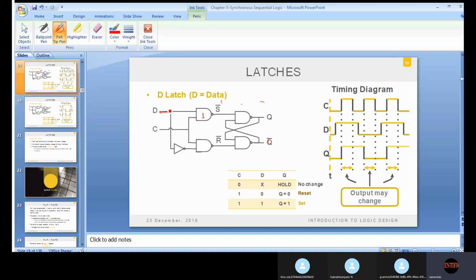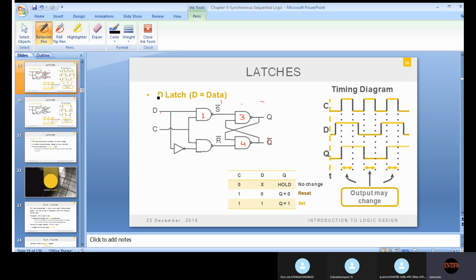Okay, single input. For 1 and 2 NAND gates, you are giving one input to the first gate and the second inverted input to the second gate. Okay, this is called D latch. Okay, let us see the analysis of this D latch.